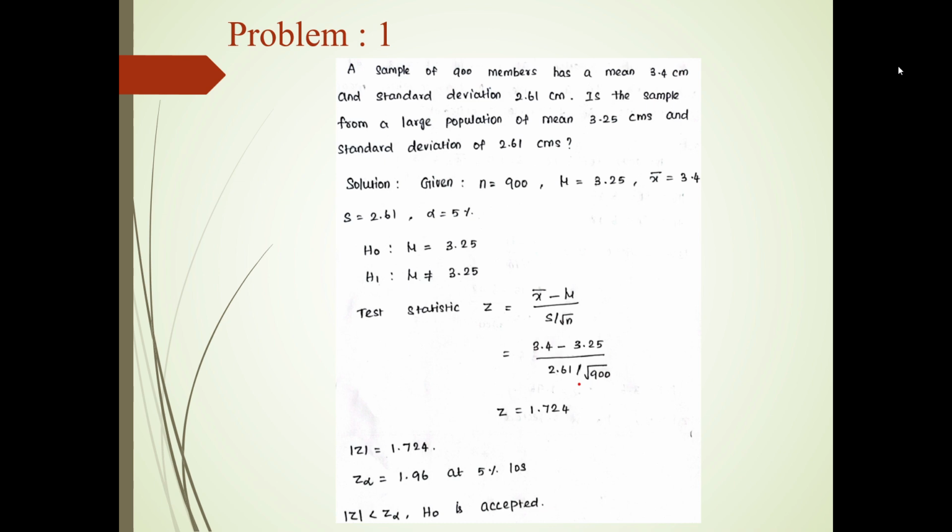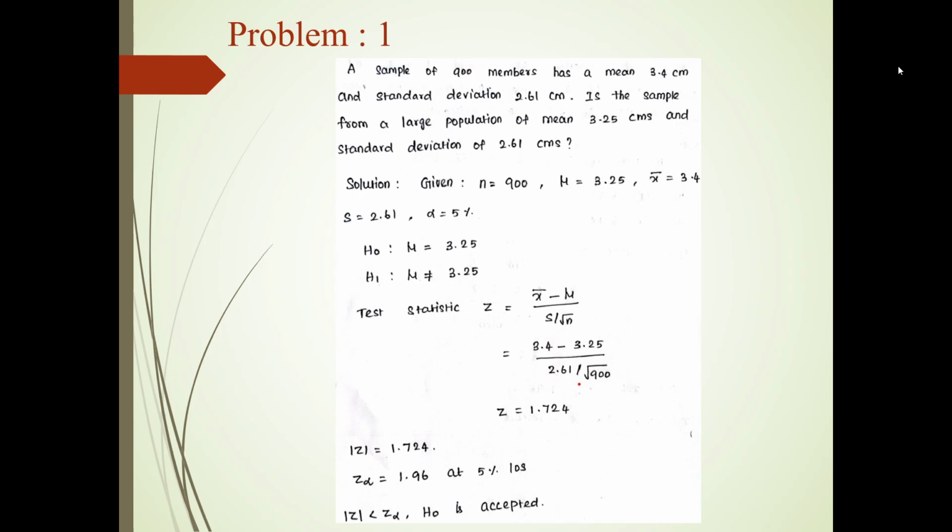The sample is from a large population of mean 3.25 centimeters and a standard deviation of 2.61 centimeters. First, we have to test the hypothesis, which means we have to find whether H0 is accepted or rejected. For that purpose, we have to find Z. The formula for the Z value is x bar minus mu by s by root n.